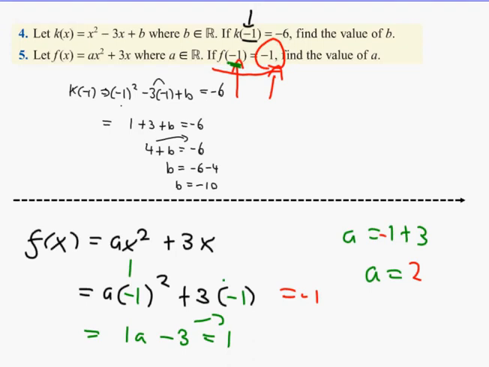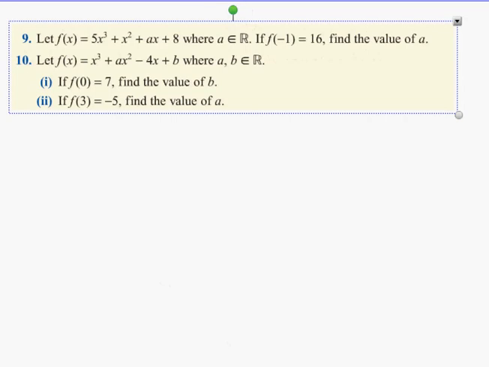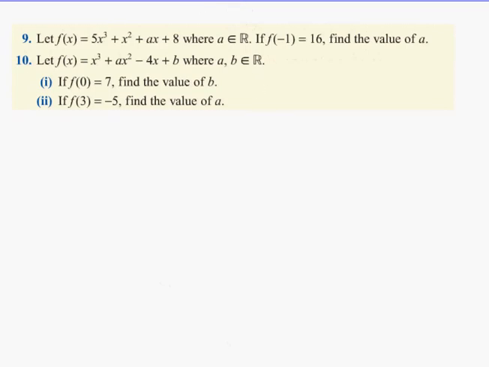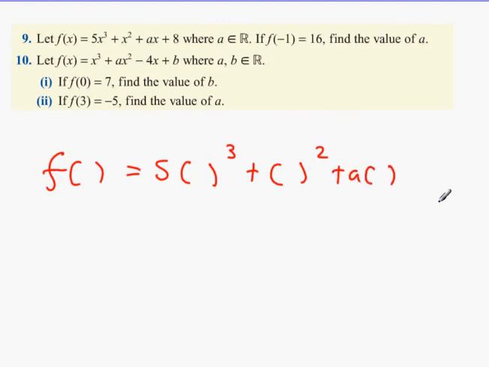Yeah. Right, let's move it up a bit harder. You're looking at 9 and 10 now. Once again, f of x equals 5x cubed plus x squared plus a times x plus 8. So f of your input equals 5 times whatever your input is cubed, plus your input squared, plus a times your input, plus 8. It says your input equals minus 1. And your answer is 16 when you put in the input of minus 1.